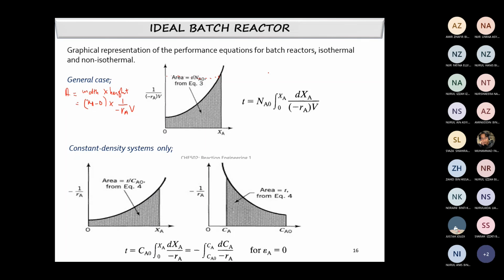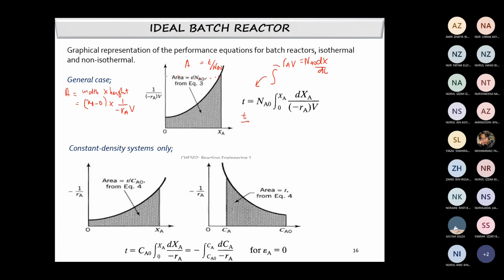Okay, so daripada sini, the one that you dapat lah derivation dia. Okay, daripada negative RA V is equal to FA0 dx over dt, asal dia yang ni. Okay, so you jadikan dia, after integration, you akan dapat ni. So daripada sini macam ni kita boleh dapat area is equal to T over FA0. Okay, kamu just rearrange sahaja.